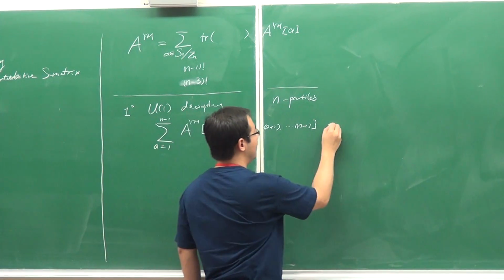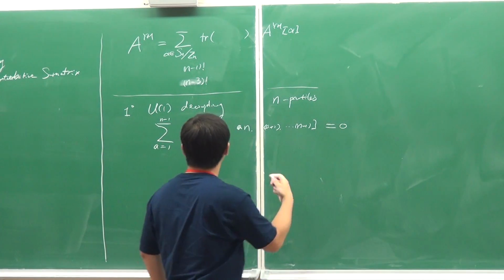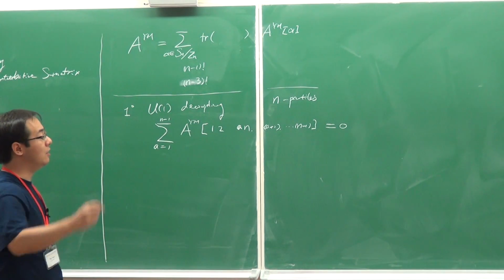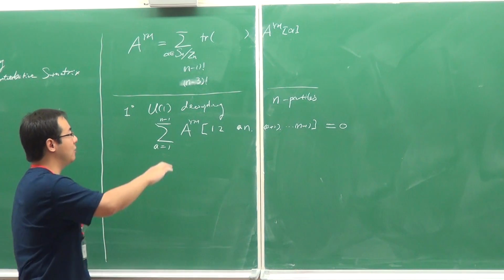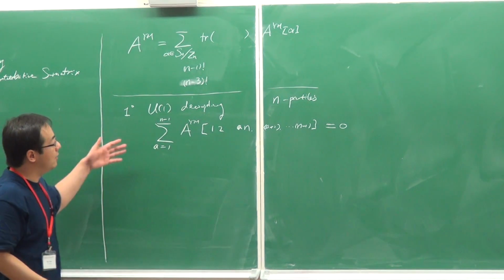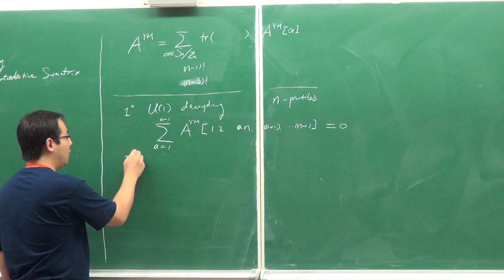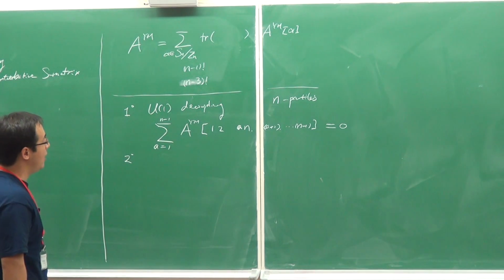This should be 0. And physically, this means that if you are considering the color group of U(N), the U(1) inside should decouple from the rest. And if you compute the corresponding contribution, that means the whole summation should be 0.